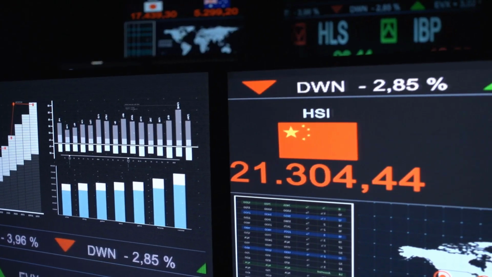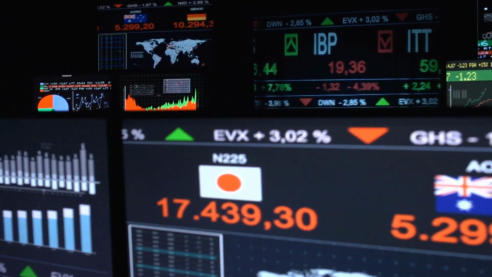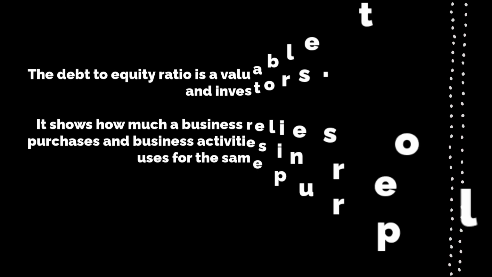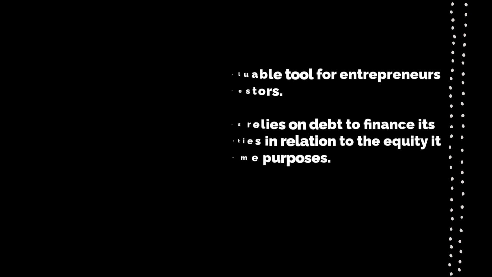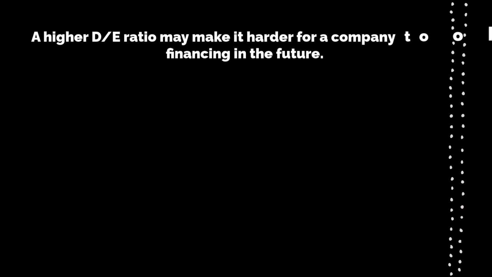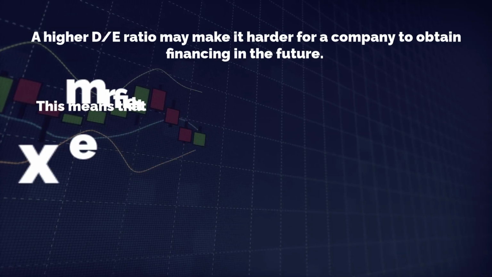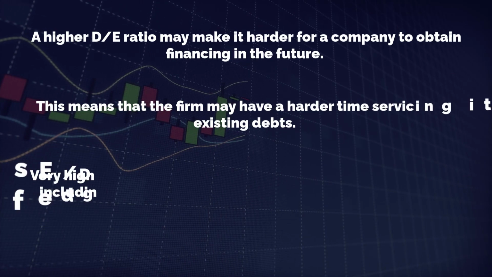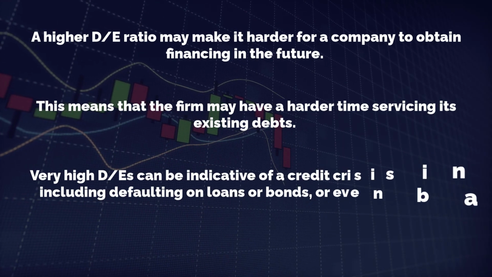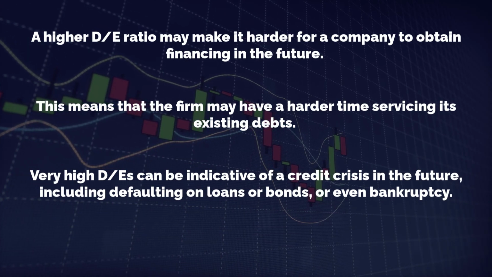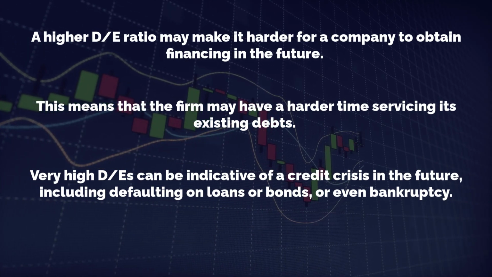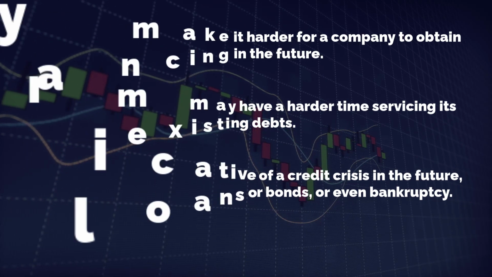The debt to equity ratio is a valuable tool for entrepreneurs and investors, and it shows how much the business relies on debt to finance its purchases and business activities in relation to the equity it uses for the same purposes. A higher DE ratio may make it harder for a company to obtain financing in the future. This means that the firm may have a harder time servicing its existing debts. A very high DE can be indicative of a credit crisis in the future, including defaulting on loans or bonds, or even bankruptcy.